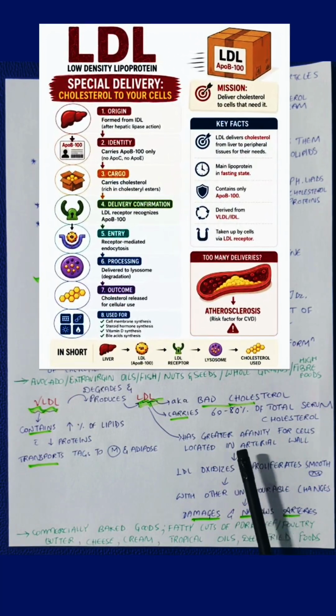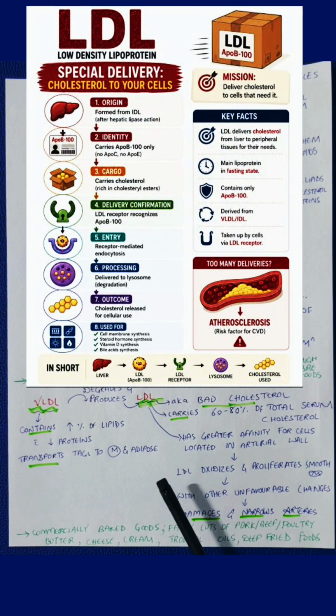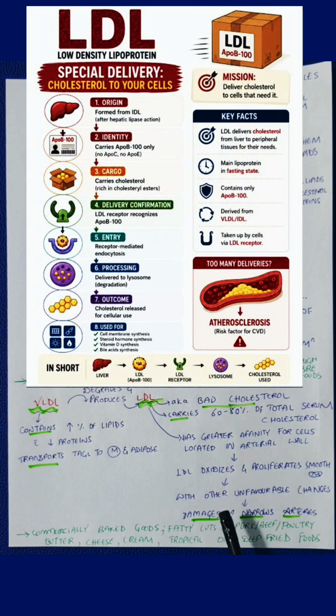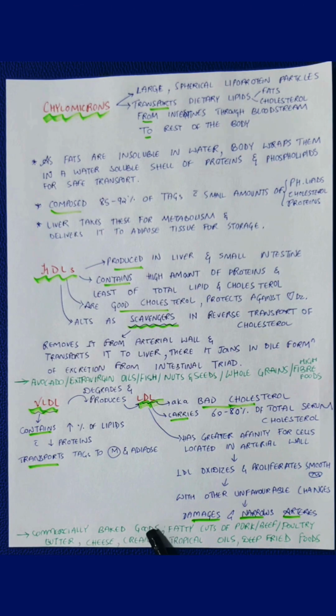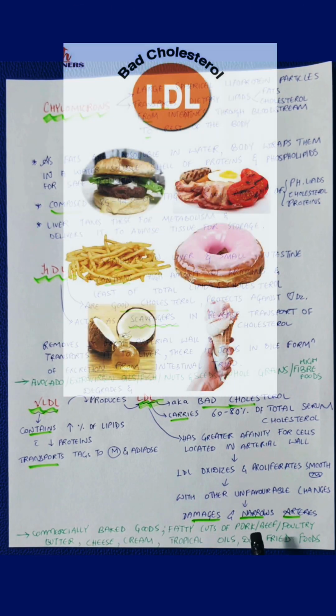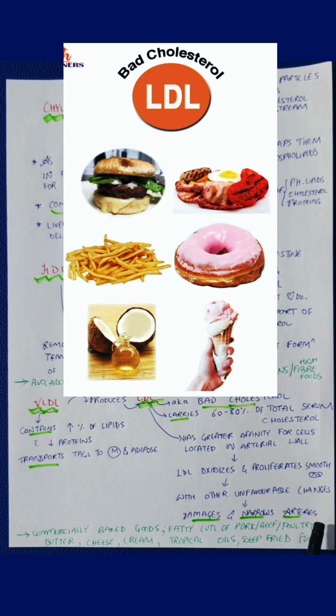They have a greater affinity for the cells located in the arterial wall, where LDL oxidizes and helps in proliferation of smooth muscles with other unfavorable changes, leading to damage and narrowing of the arteries. They are found in commercially baked goods, fatty cuts of pork, fish and fatty poultry items, butter, cheese, cream, tropical oils, deep fried foods.